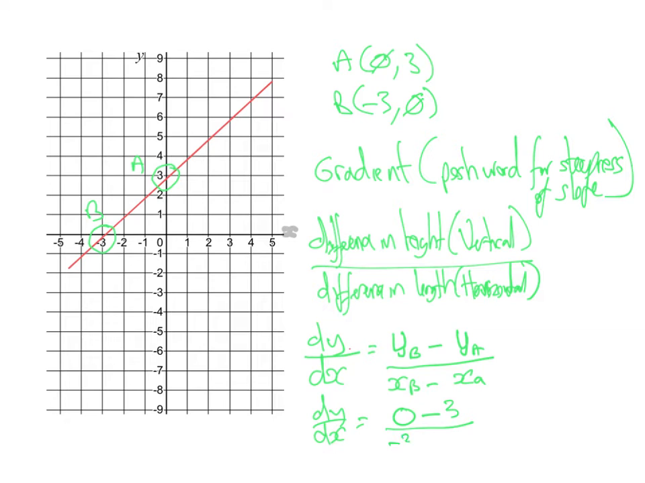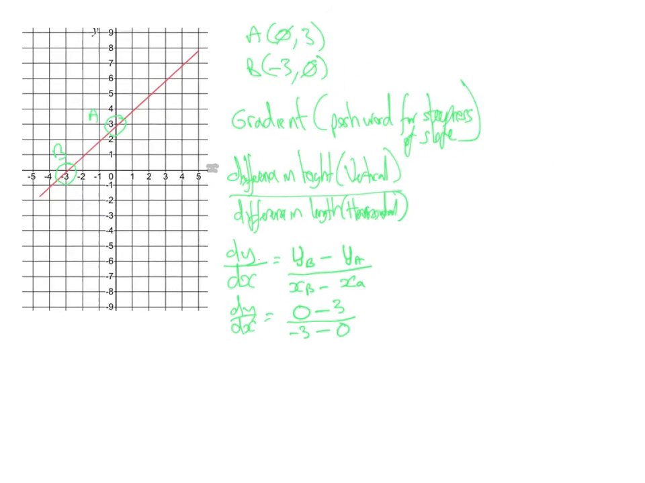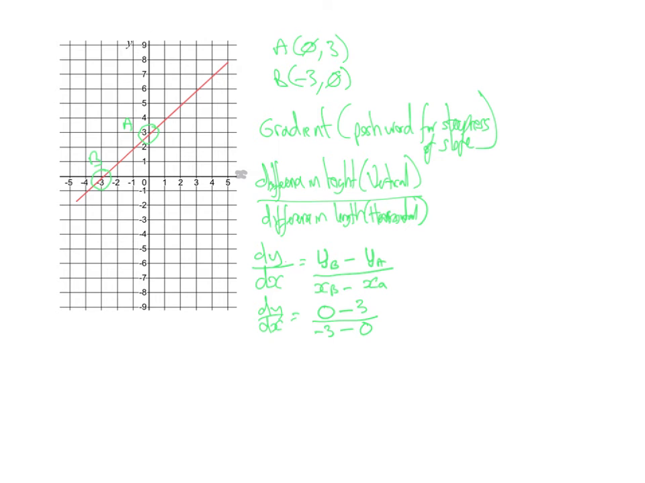So that goes there. Take away, or subtract, the x component of a. So here's a, the x component is 0. Let's take away 0. Okay, and that gives us dy/dx equals negative 3 over negative 3, which equals 1. So this line segment has a gradient of positive 1.